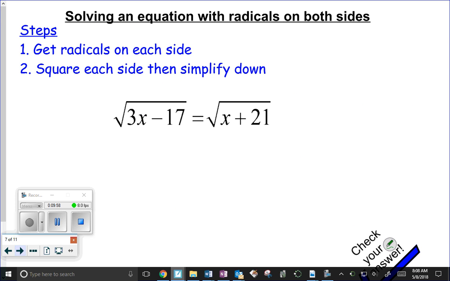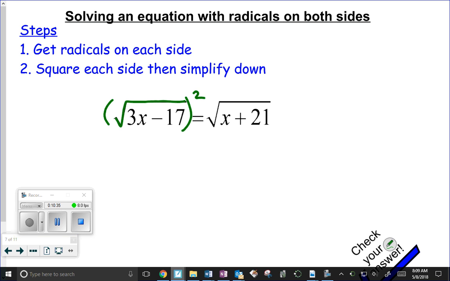A couple more here. Now, this one is a little different because we have radicals on both sides. There are no Klingons, so to speak. So Amanda, how would we start this problem? How would we get rid of those radical signs from the very beginning? You would get the radical on each side. So how do we get rid of this? Square. We'll just square both sides from the very beginning.